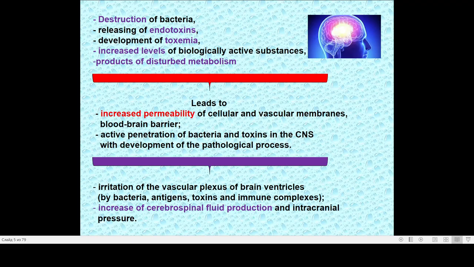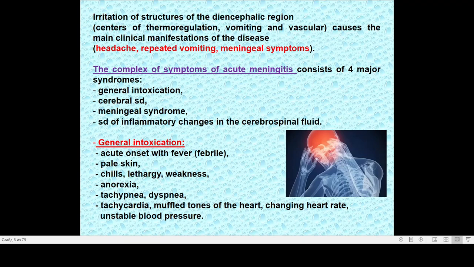Due to the previous facts, there will be irritation of the vascular plexus of the brain ventricles with bacteria, antigens, toxins, and immune complexes. Due to this irritation, cerebrospinal fluid production will increase and intracranial pressure will rise. Irritation of structures of the diencephalic region, centers of thermoregulation, vomiting, and vascular center cause the main clinical manifestations of the disease, such as headache, repeated vomiting, and meningeal symptoms.